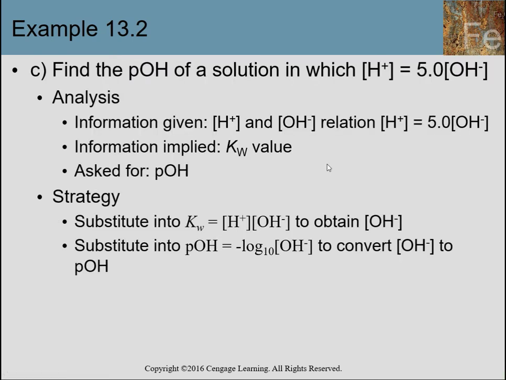What is the pOH of a solution in which the hydrogen concentration is 5 times the hydroxide concentration? First off, is this going to be an acidic or basic solution? It's going to be acidic because our hydrogen ion concentration is 5 times the hydroxide, therefore it's going to be greater than the hydroxide. So what we're going to do is use our equation, but use it algebraically to find out what the hydroxide concentration is, and then use the pH equation to figure out what the pOH is.